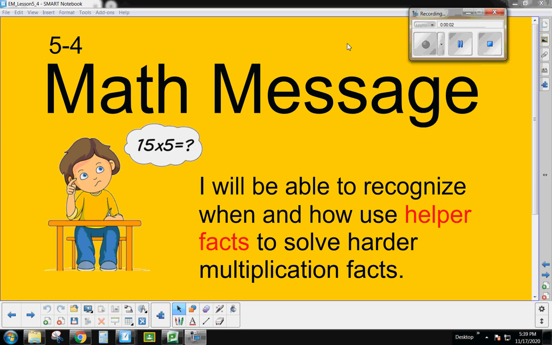All right, boys and girls, this is Math Message 5-4, the main math lesson of the day. And today we're going to learn to recognize when and how to use helper facts to solve harder multiplication facts. By the end of third grade, we need you to really have multiplication fluency and to know all of your multiplication facts.